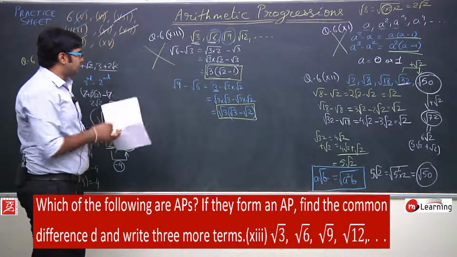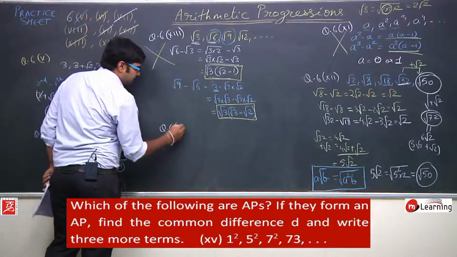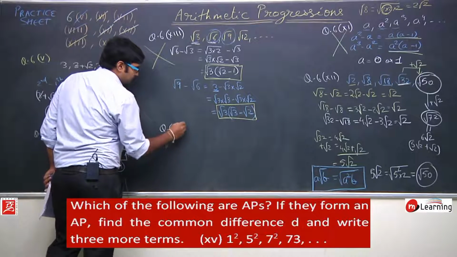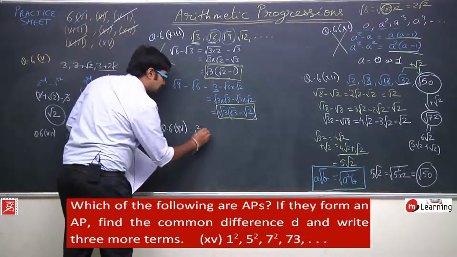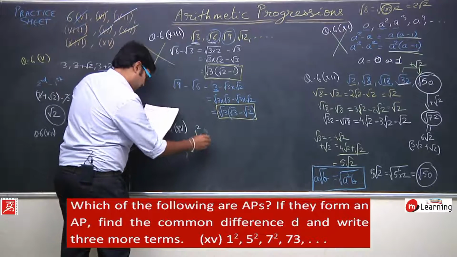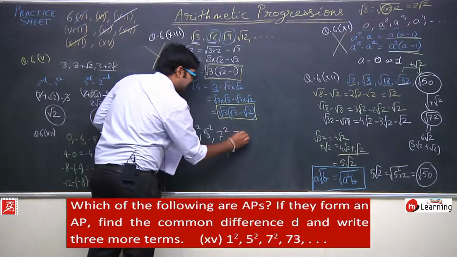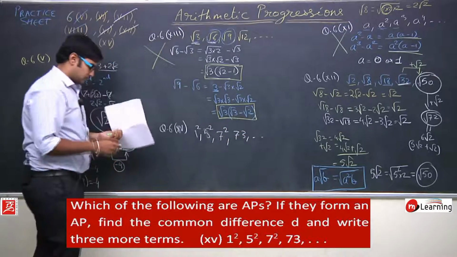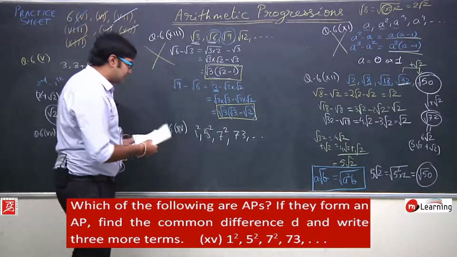Let us discuss the 15th part of question number 6. Question number 6, the 15th part. What is the 15th part? It is 1 square, then 5 square, then 7 square, then 73, and so on. So can we check whether this is an AP or not? Very easily we can check it.